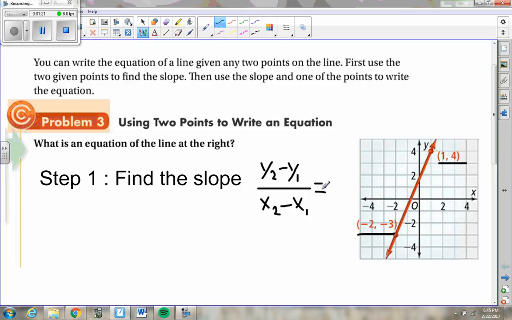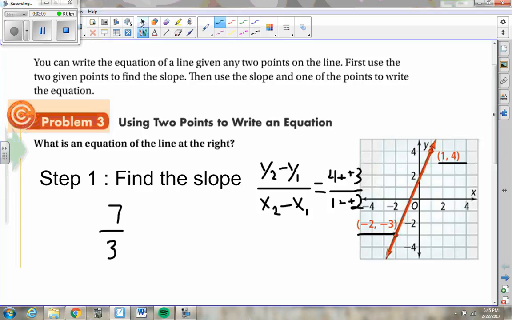So let's look at what that equals. Well, my y numbers are 4 and -3. Okay? 4 minus -3. And my x numbers are 1 and -2. So 1 minus -2. What we should realize here is that minusing a negative is like adding. So what I end up with is 7 over 3. Okay? Because 4 minus -3 is like adding 3, and 1 minus -2 is like adding 2, so my slope ends up being 7 over 3.